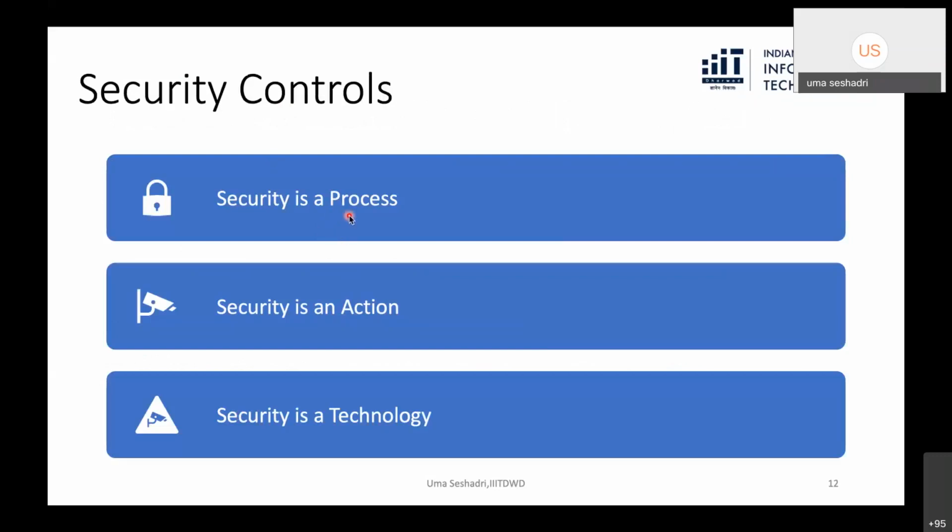It is not a one-time activity. It is a regular process. And it is also an action. And it is also using technology. So security has to be a combination of all these. You use various technology tools and techniques. Recent trends in security are giving us many opportunities to implement technology-oriented controls, and it is also an action. You have to implement it and see the result, and it is also a process. It is not a one-time activity.